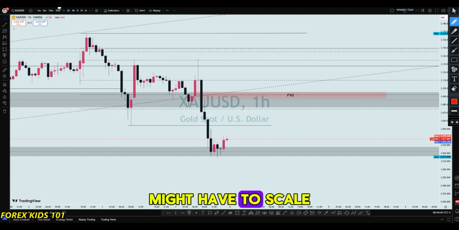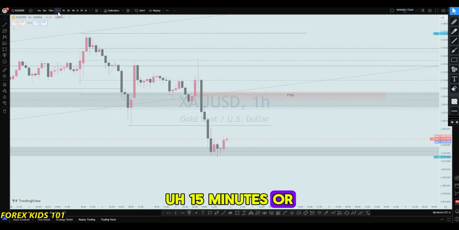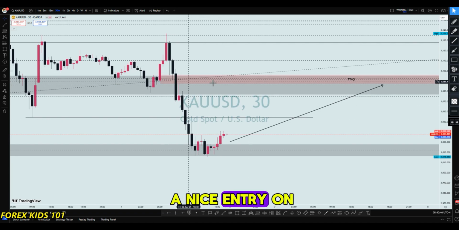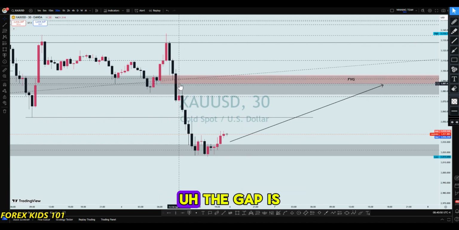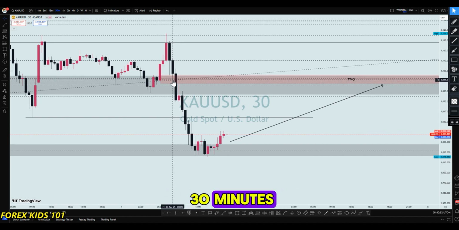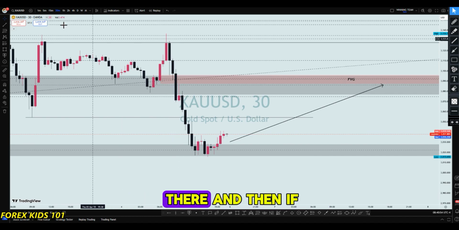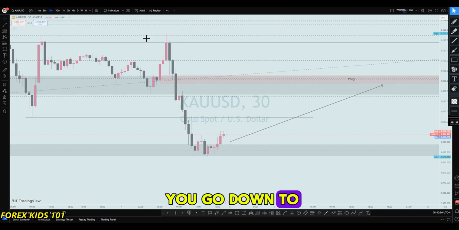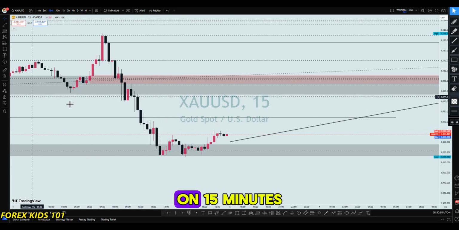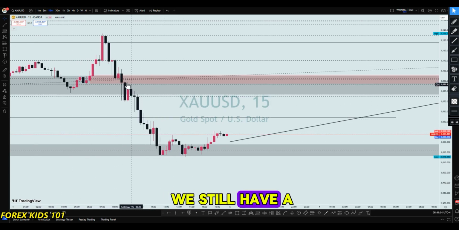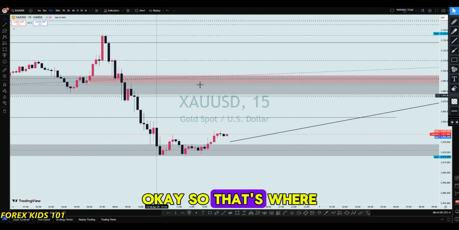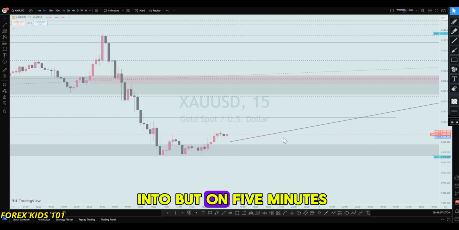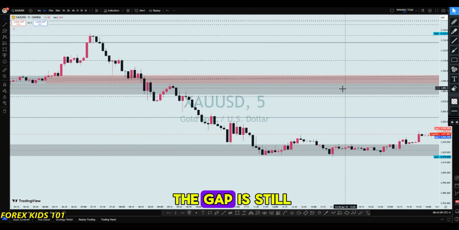We might have to scale down maybe to 30 minutes, 15 minutes or 5 minutes to get a nice entry on this zone. You can still see even on 15 minutes the gap is still there. On 30 minutes, pardon me, on 30 minutes the gap is still there. And then if you go down to 15 minutes, we can see that we still have a bit of a gap inside there. So that's where we're going to be looking. But on 5 minutes, I'm not sure if the gap is still going to be there.